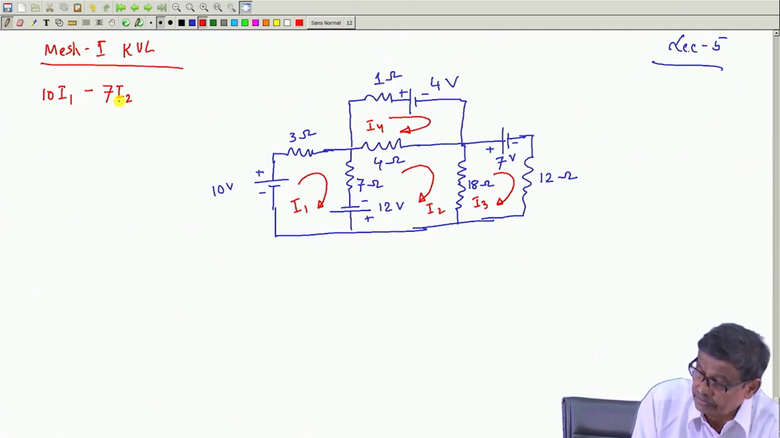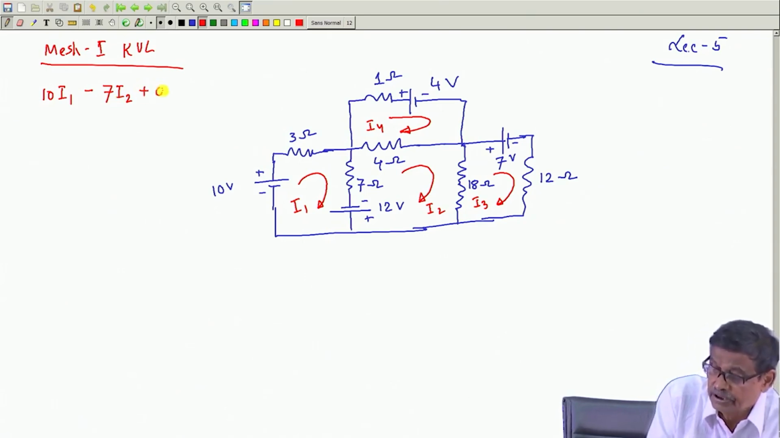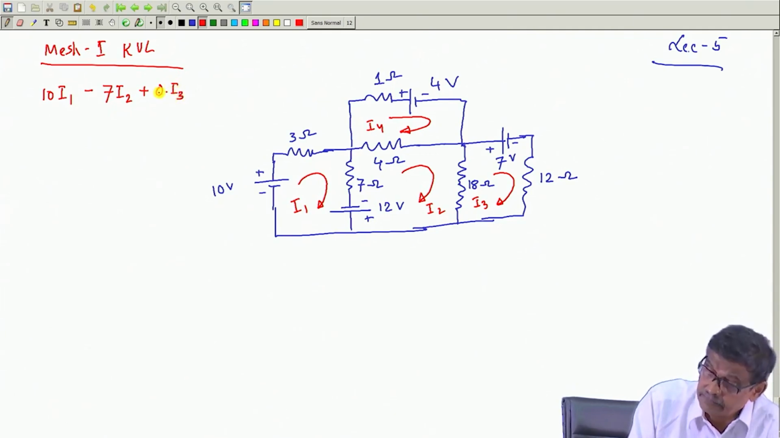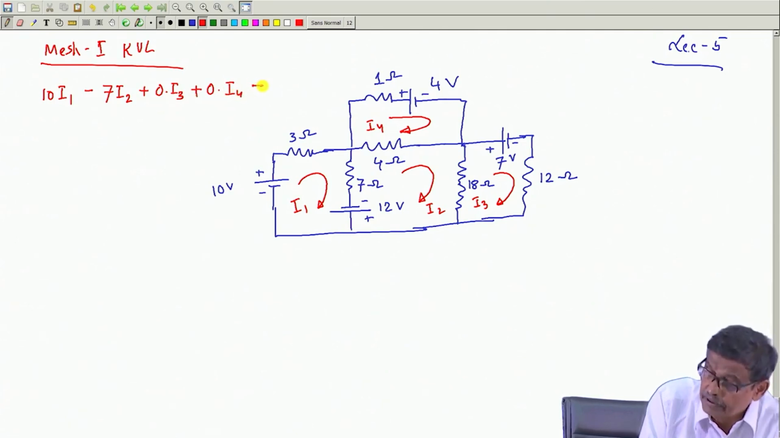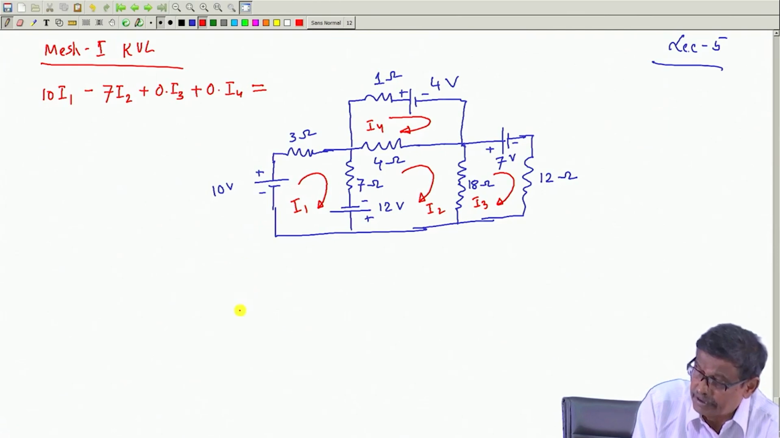Coefficient of I 3, no, it will not be present. Mesh 1 and mesh 3 are not sharing a resistance between them. So, plus 0 into I 3. Then will there be a term involving I 4 in this mesh? No, no common resistance, common wall between these two. So, plus 0 into I 4. In fact, these terms are not there, and this must be equal to the sources present in mesh 1.